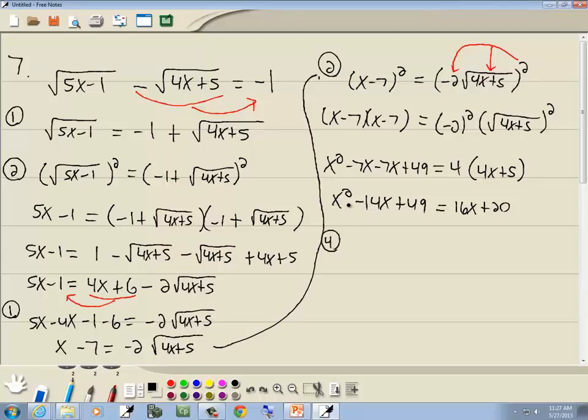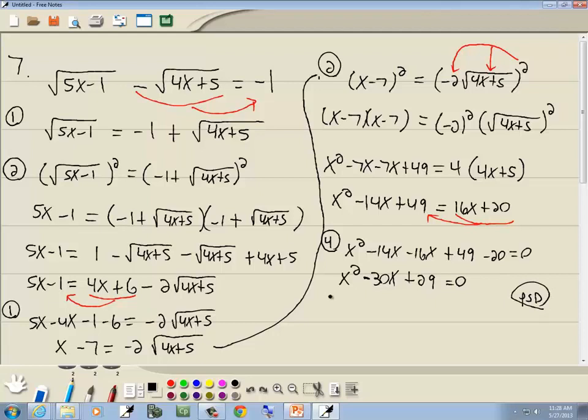We have a quadratic, x squared, so we want to get everything over on one side, 0 on the other. So I'll take 16x plus 20 over. And I get x squared minus 14x minus 16x plus 49 minus 20 equals 0. Combine together like terms. Negative 14x, negative 16x is negative 30x. 49 minus 20 is 29. Now this factors using the PSD method. It factors as x minus 1 times x minus 29 equals 0.